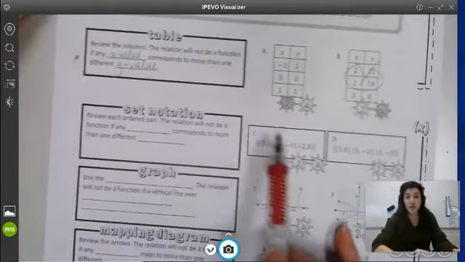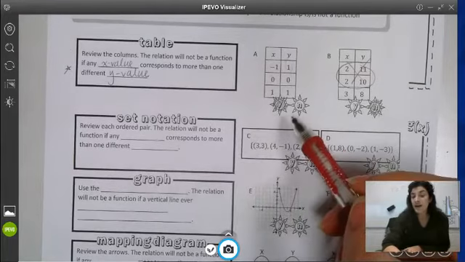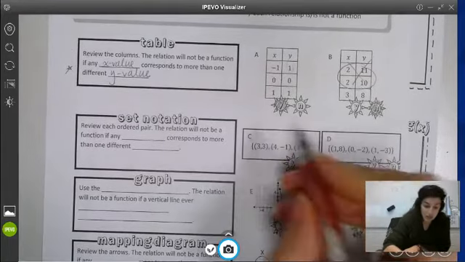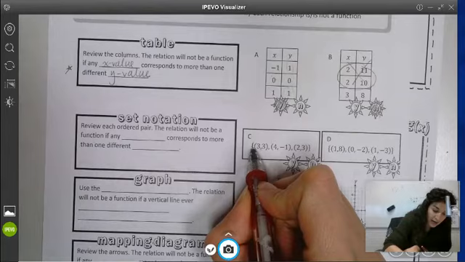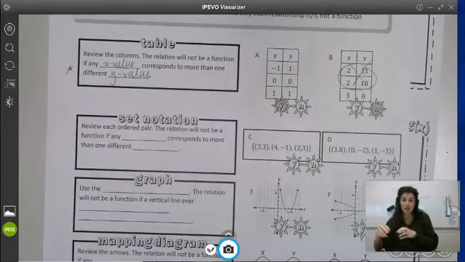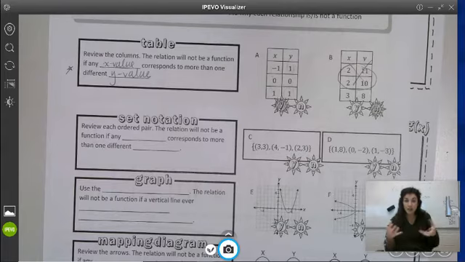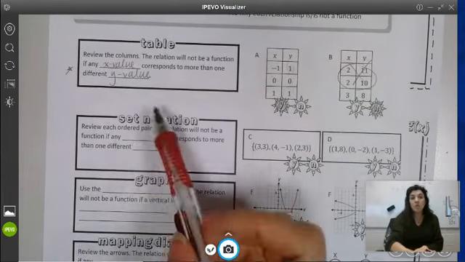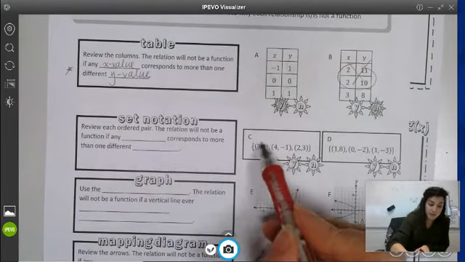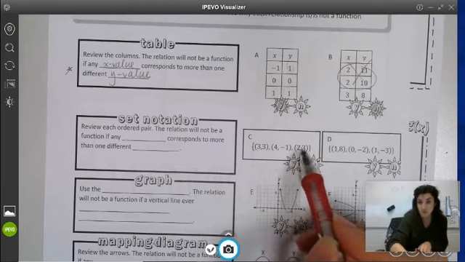You can also be given your relation in set notation. Whenever you see these curly brackets, it's set notation. And a set is just like what it sounds like in English. It is a collection of things. In this case, it's a collection of points that represent a relation. So we have to review each ordered pair. This is an ordered pair. This is an ordered pair. This is an ordered pair.